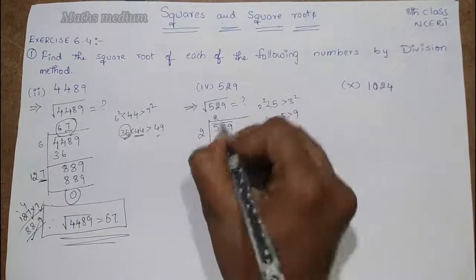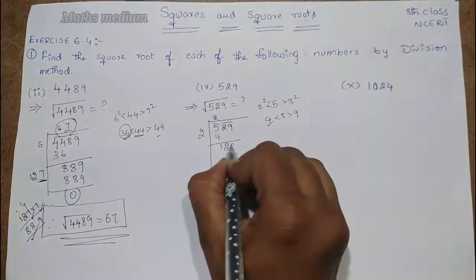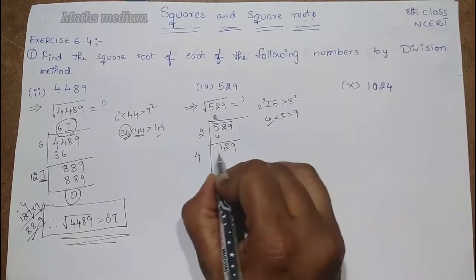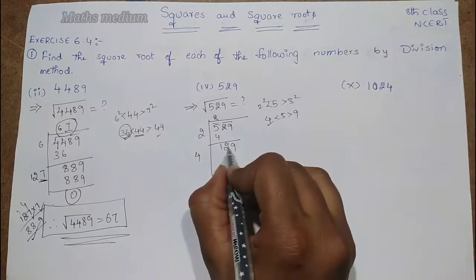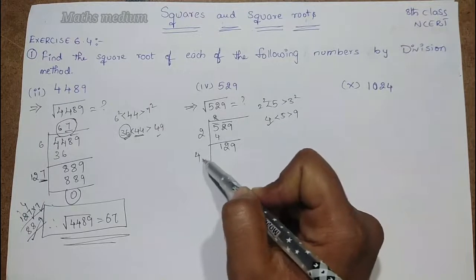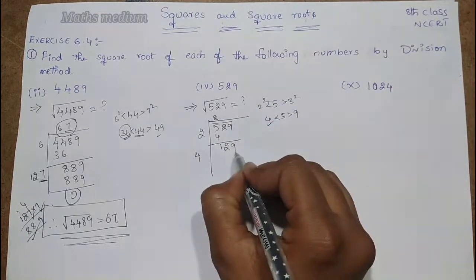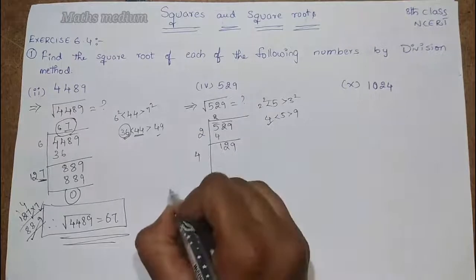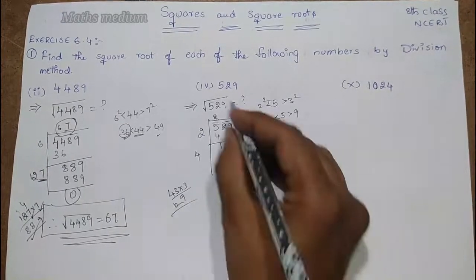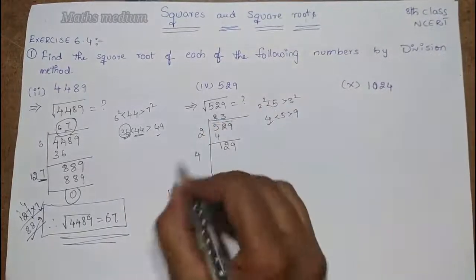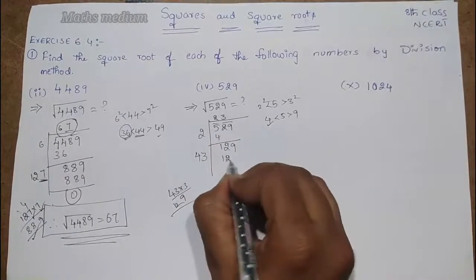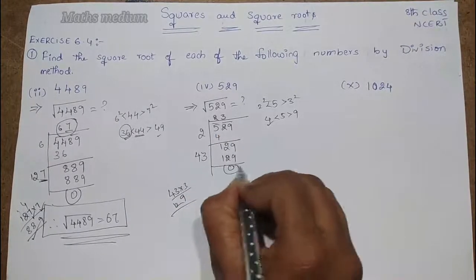So 2 twos are 4. 1 is left, 129. Second step is double the quotient, 2 twos are 4. And in order to make 129, multiply with one number, that is the quotient as well as the number in the ones digit. So let's take 9 in the ones digit. It must be a 3. 43 into 3: 3 threes are 9, 4 threes are 12. It's right. So the quotient is 3 and the ones digit is 3. 43 threes are 129, and we get 0.